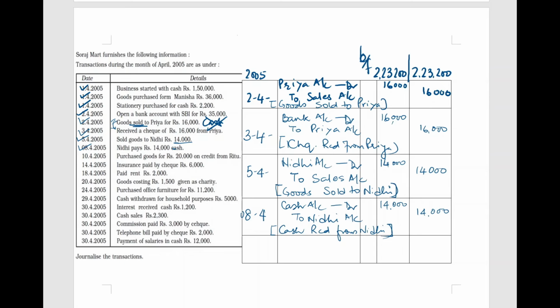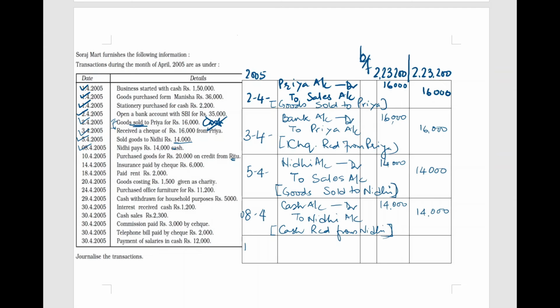Now we finished this also. Now purchase goods for rupees 20,000 on credit from Ritu. Same thing. Now that was sale. Now I'm purchasing on credit from Ritu. That means I have to pay Ritu. Ritu becomes my creditor. Whom I have to pay becomes my creditor. From whom I have to receive becomes my debtor. I have told you in my earlier classes as well.